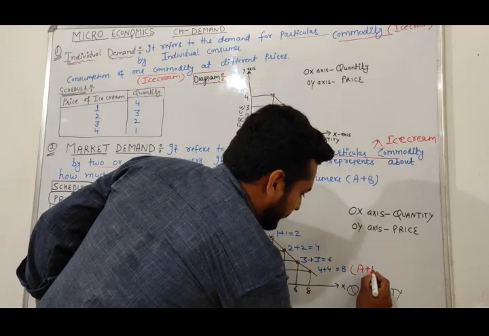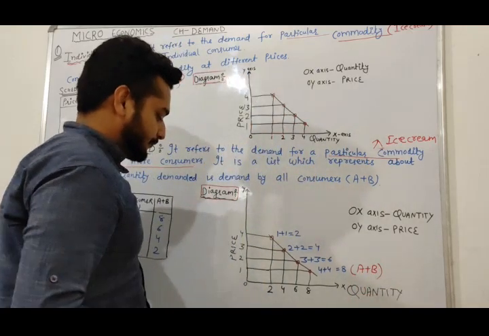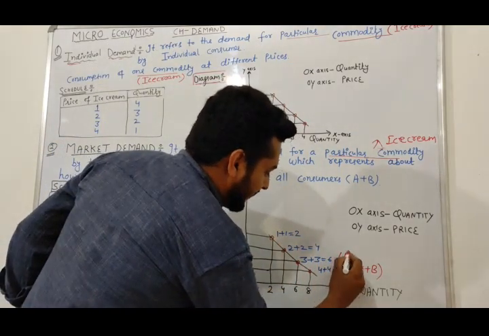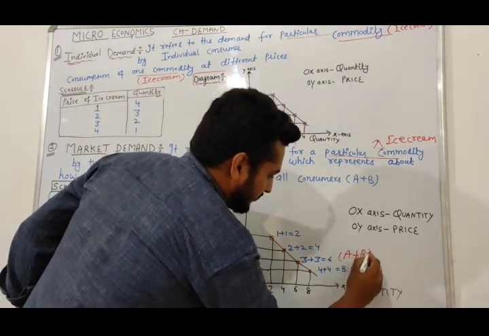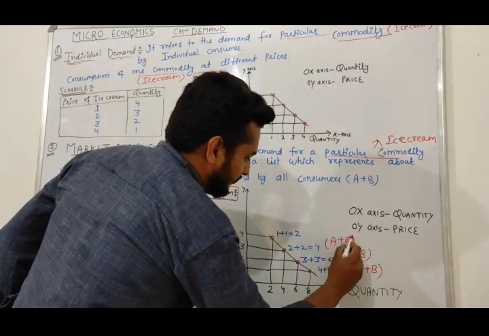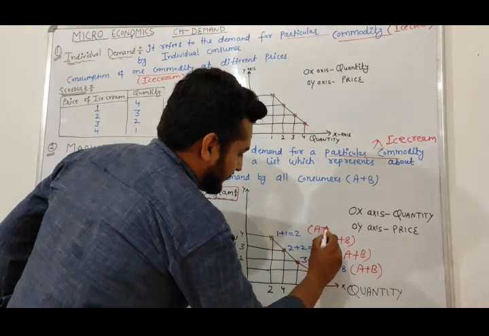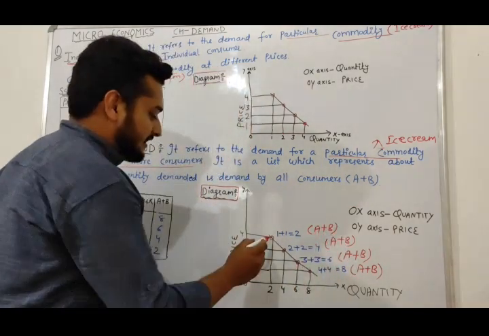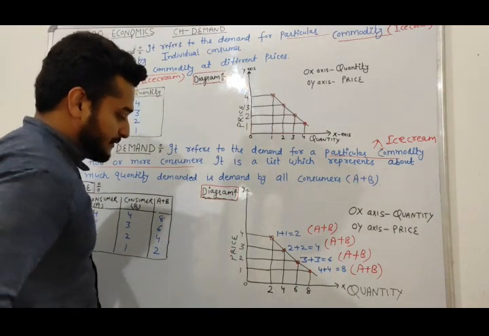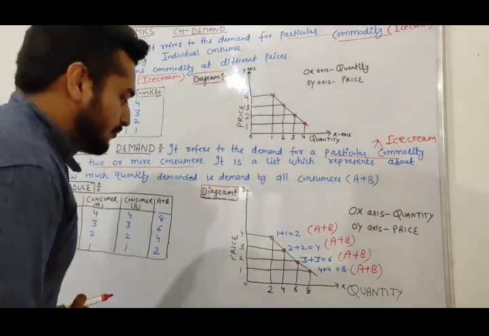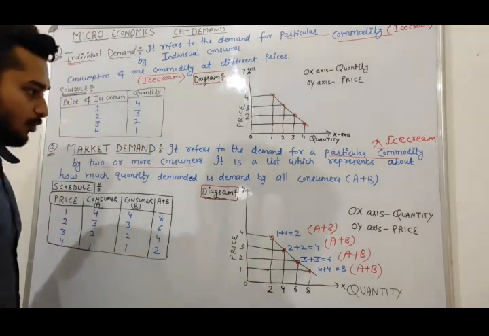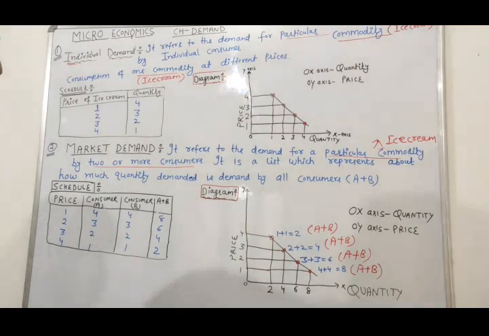The demand by consumer A and B. And when the price is ₹2, then the demand is 6 by consumer A and B. Means at this point, when the price of ice cream is increased from 3 rupees to 4 rupees, both consumers A and B are demanding only 2 ice creams. So it's a market demand.